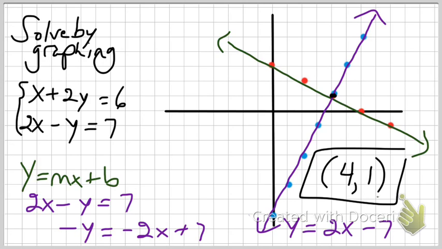We could check it in a number of ways with other methods or just plugging it in. We did get one answer. And because we got one answer, we could say that this is an independent system.